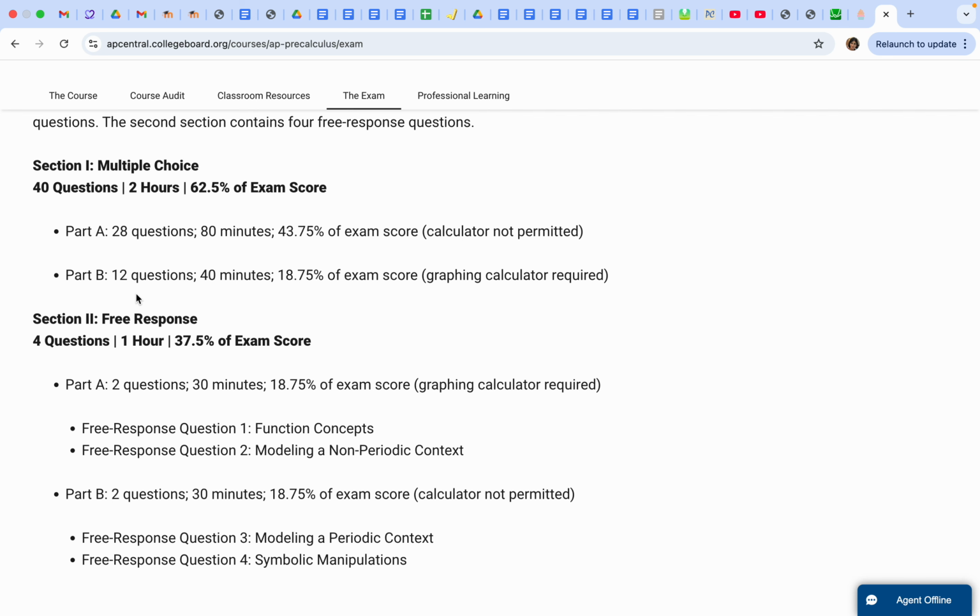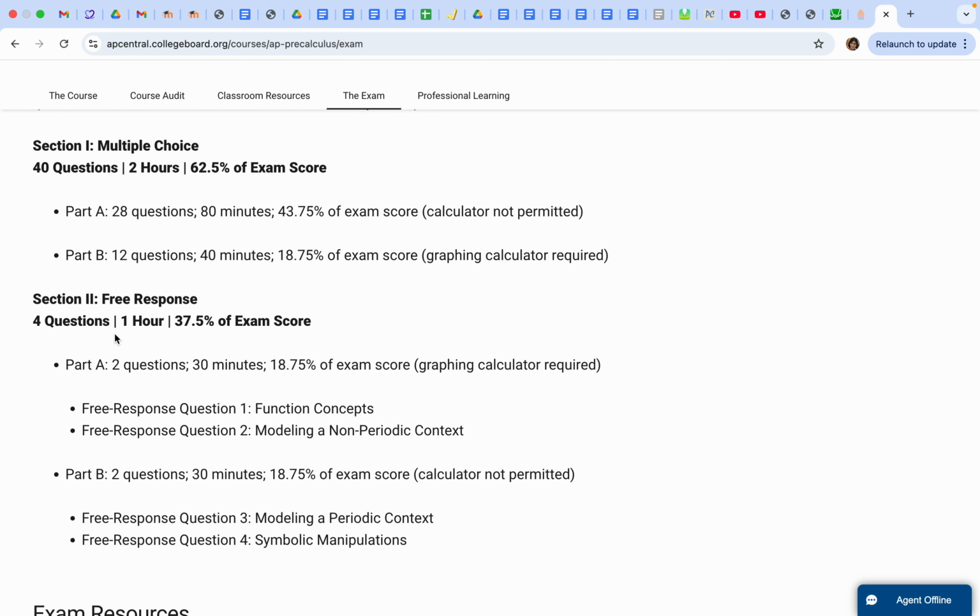Part B is just 12 questions. You have 40 minutes, and you're allowed to use your calculator. It's required. They're going to want you to use it. Then you have the free response, which is an hour. It's 4 questions. Again, you have some graphing calculator required, and you have some where the calculator is not permitted. The question that we're working on, the ice cream cone question, is one of these kinds of questions.